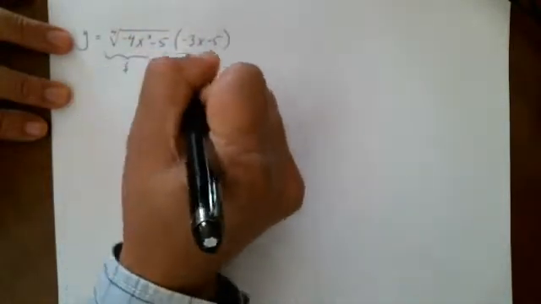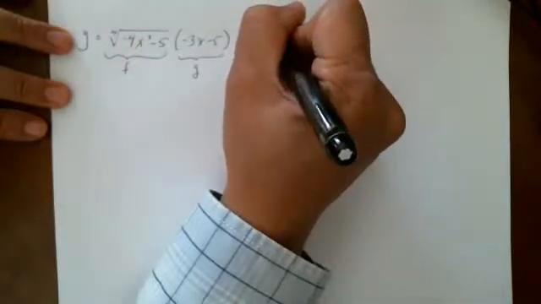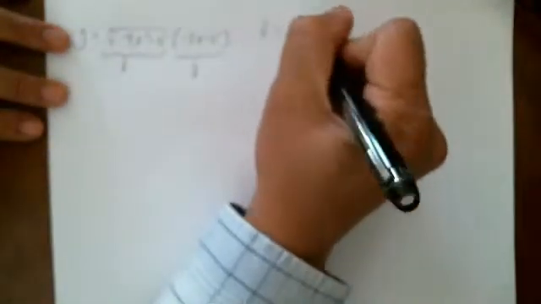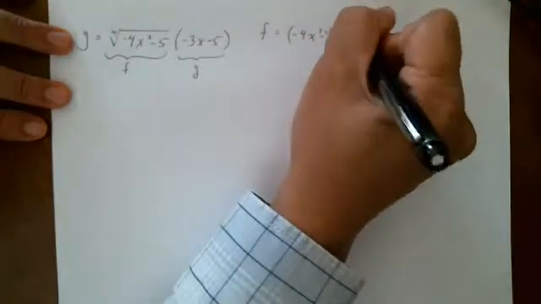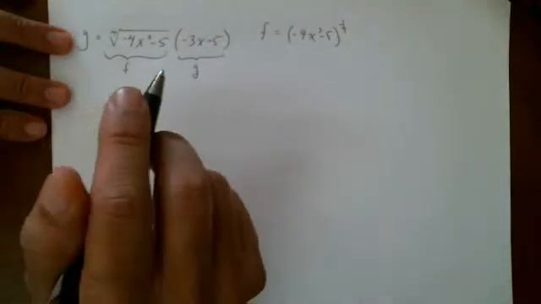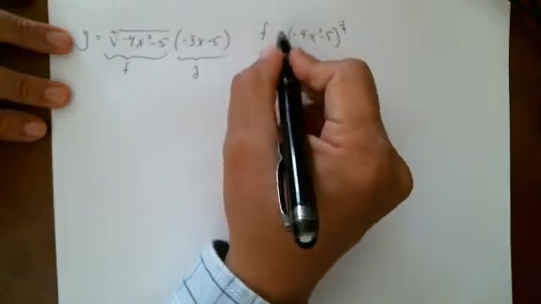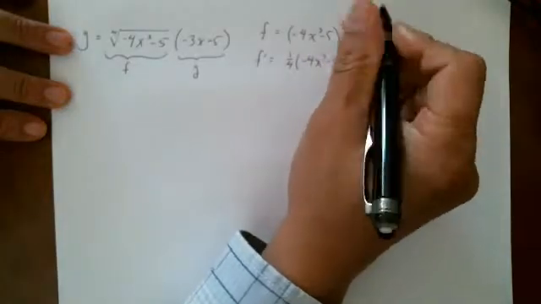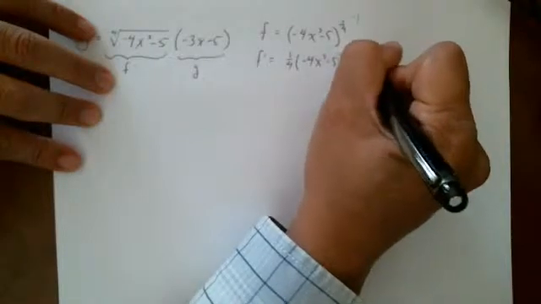We're going to first call this f right over here. We're going to call this g right here. And we're going to change f from radical form to exponential form, which is equal to (negative 4x cubed minus 5) to the 1/4 power. Notice that the index becomes a denominator on the exponent. So f prime, using the power rule, bring it on down: 1/4 times (negative 4x cubed minus 5) to the 1/4 minus 1, which is negative 3/4.